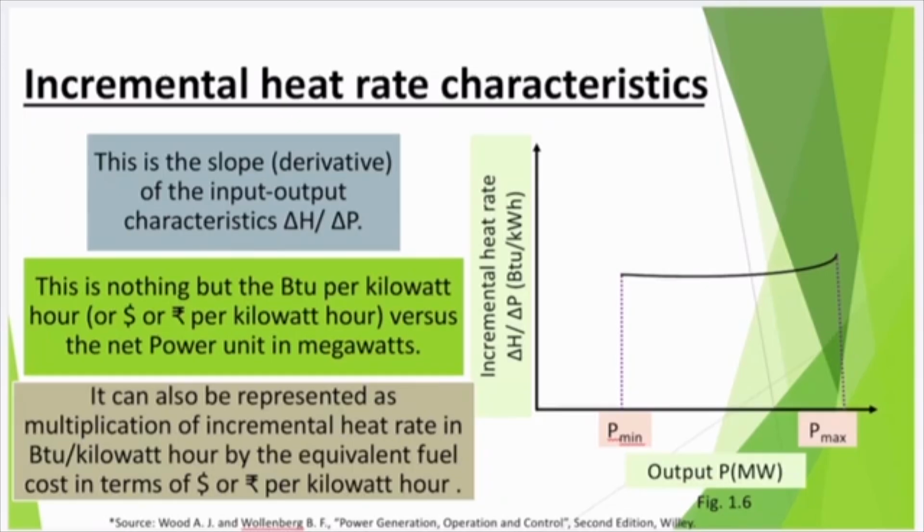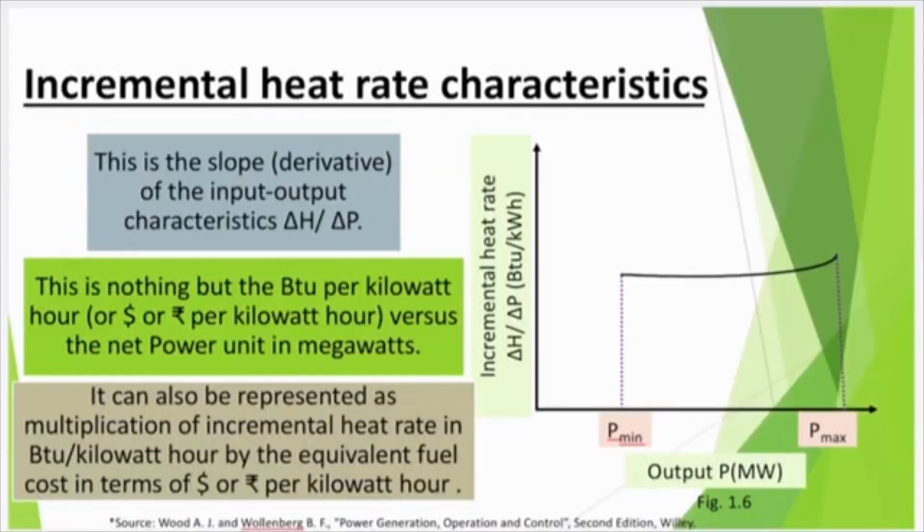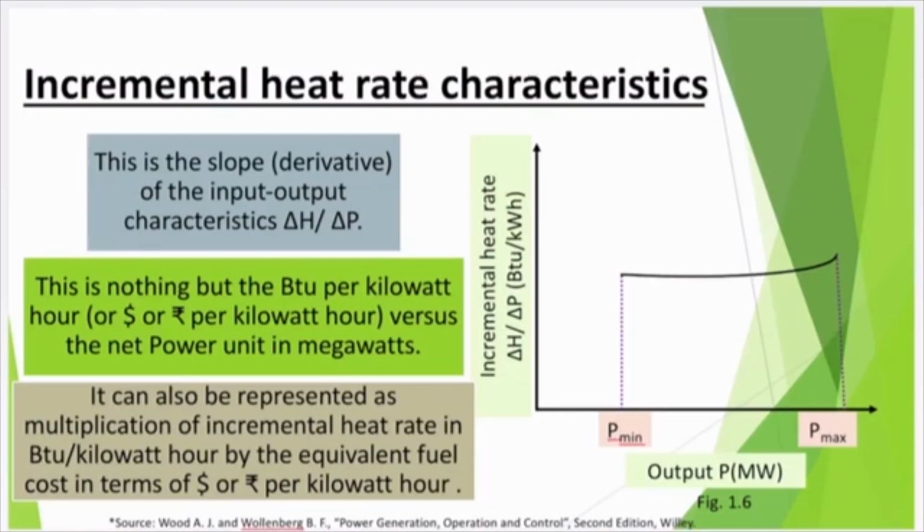So indirectly it's the derivative of that characteristic. If that characteristic is second order, for example, A P square plus B P plus C, if you differentiate, you will get 2AP plus B. Am I right? So you can see this is a very linear type of characteristic in your incremental characteristic. This is nothing but the BTU per kilowatt hour, that is dollar or rupees per kilowatt hour, versus the net power output in megawatt. It can also be represented as the multiplication of the incremental heat rate in British thermal units per kilowatt hour by the equivalent fuel cost in rupees or dollars per kilowatt hour.